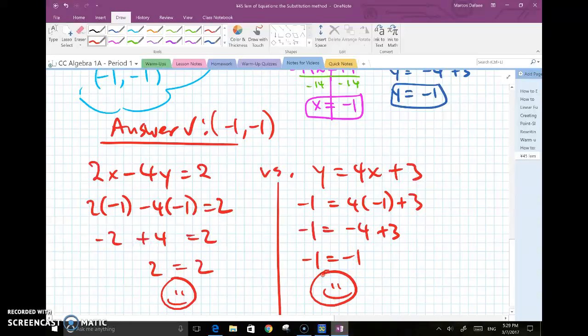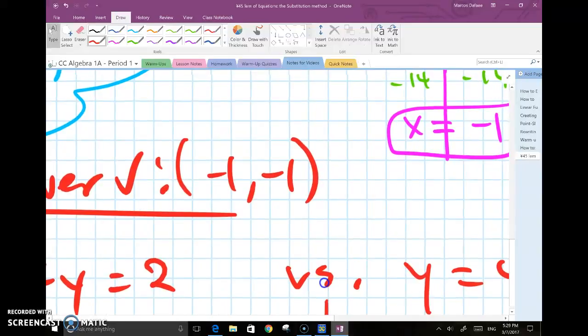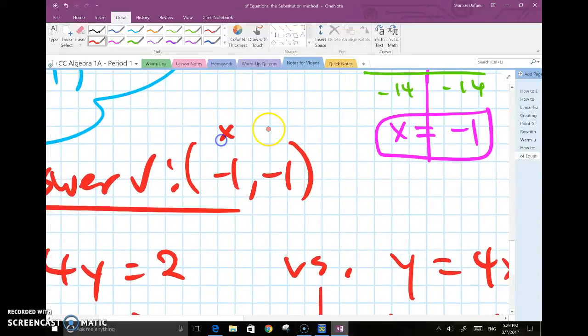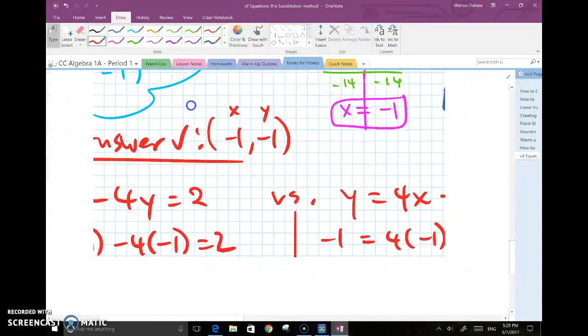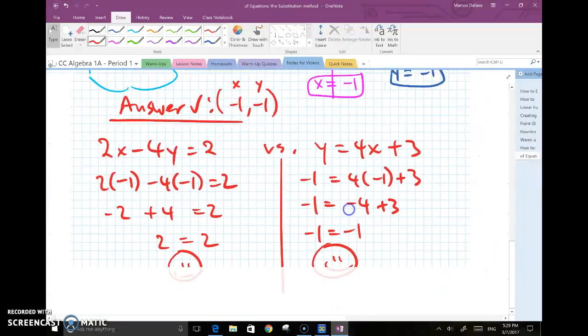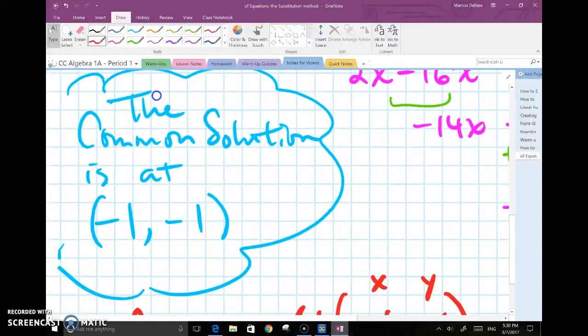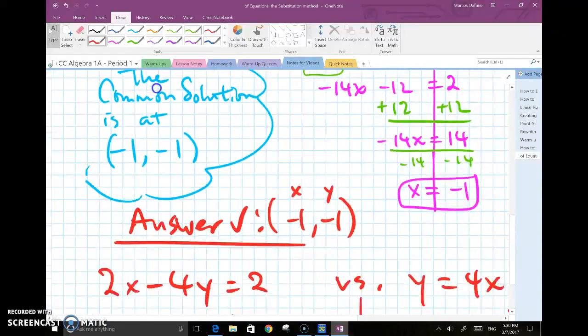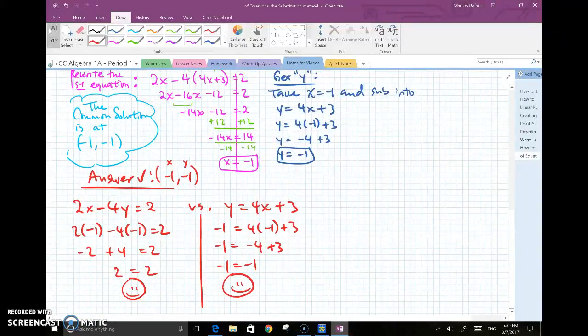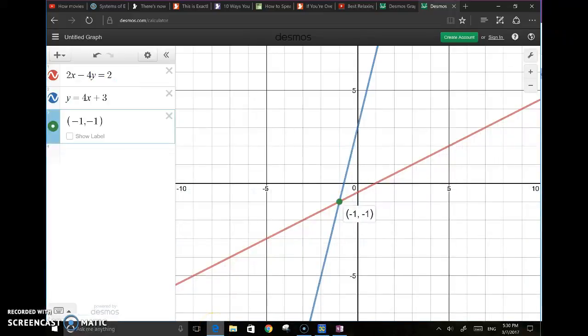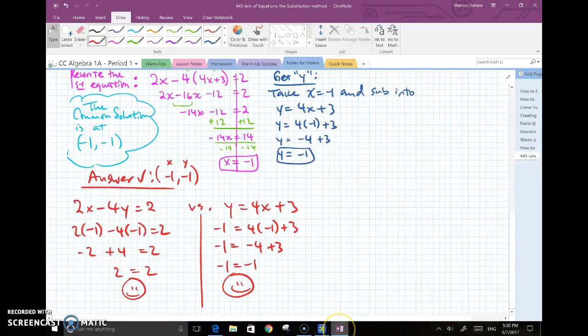So if this single ordered pair, -1, -1, which is my x and y value, if those numbers work on both equations, that's why it's called a common solution. If they both intersect at that one point, -1, -1, that's why it's called a point of intersection. Okay? So it's two different names for the same thing, essentially. And that's the end of our second example here.